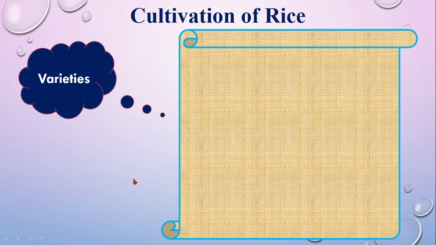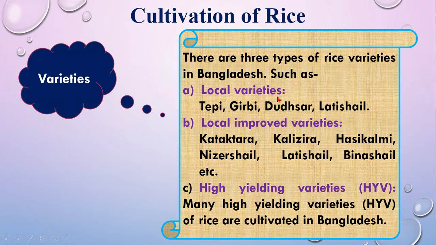There are different varieties of rice in our country. The varieties are local varieties, local improved varieties, and high yielding varieties. So what are local varieties? Here are some names of the local varieties: Tepi, Girvi, Dudshar, Lotishal. And local improved varieties are Kotoktara, Kalijira, Hashikolmi, Nigershire, Lotishal, Binashal. All of this is important for your MCQ and CQ as well.